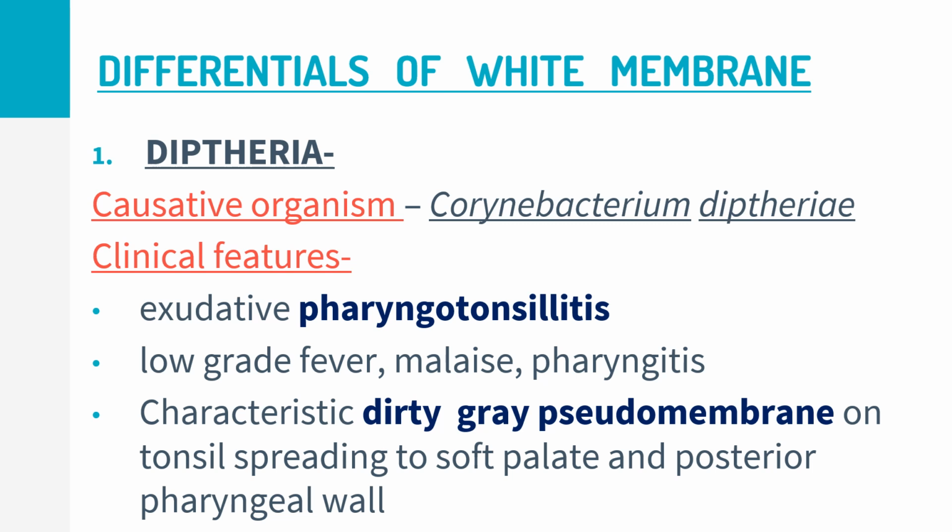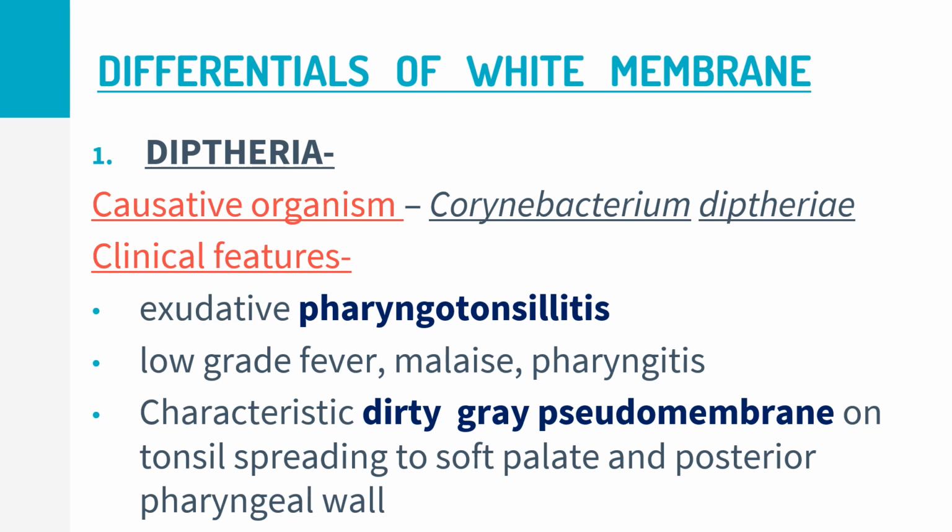When this organism infects the upper respiratory tract, subsequent to infection, it starts eroding the epithelium which is present over the tonsil, and it leads to ulceration. Following that, there is an inflammatory reaction, and there is deposition of fibrinous exudate over that ulcer. Subsequently, there is attachment of the leukocytes and the bacteria to that fibrinous exudate. So it leads to the formation of a pseudomembrane.